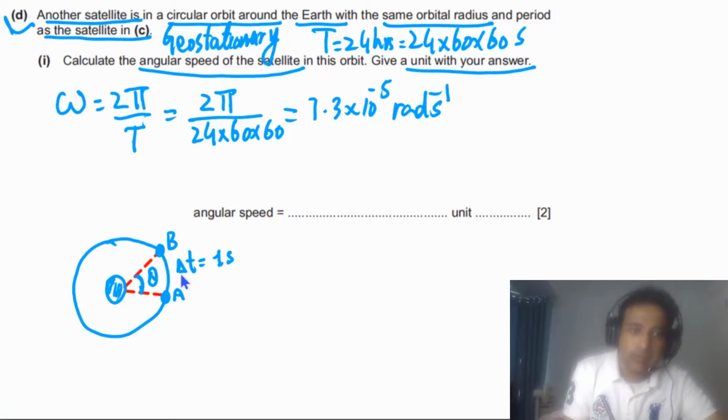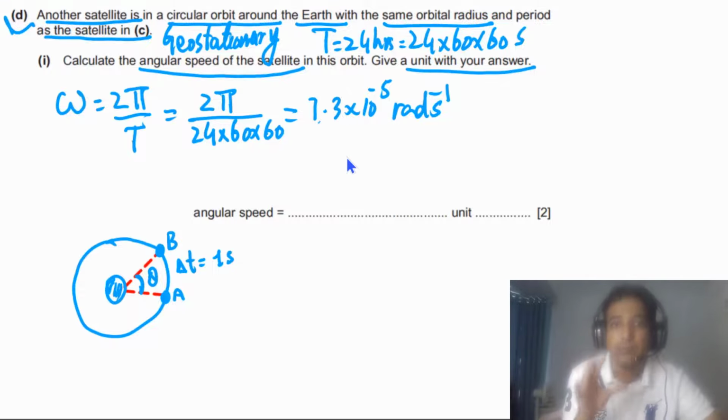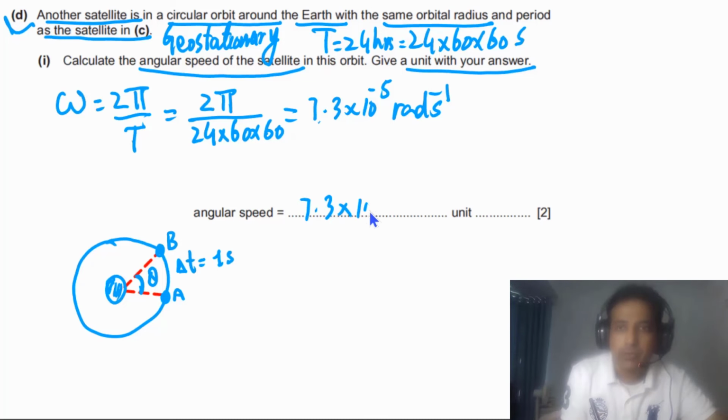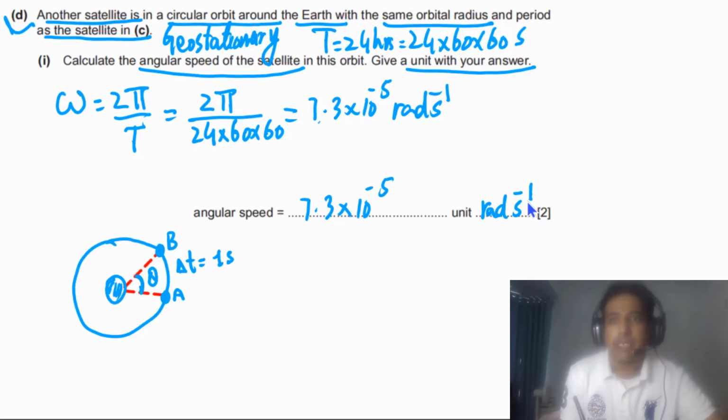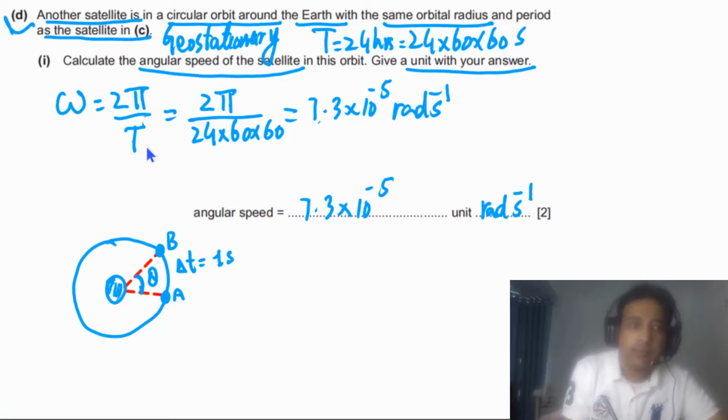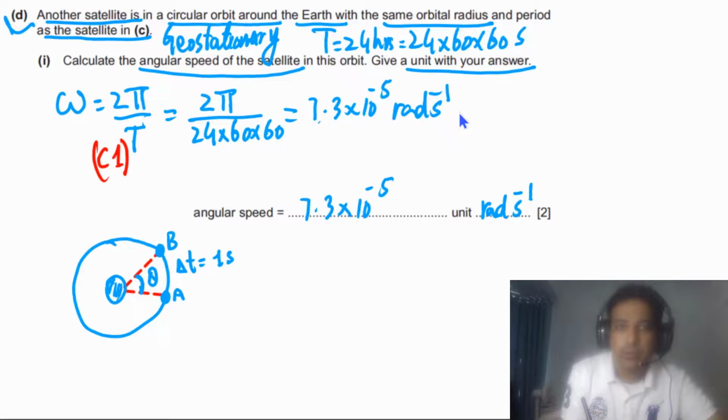So if the time taken is 1 second, the angular displacement traveled by this satellite will be 7.3 times 10 to minus 5. This is the meaning of angular speed. So we write down here 7.3 times 10 to minus 5, and the unit of angular speed is radians per second. This question has 2 marks. If you have written this formula, you will get 1 mark, and if you have got the right answer, you will get another mark.